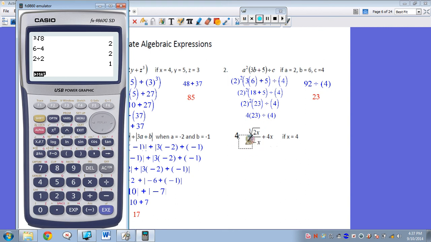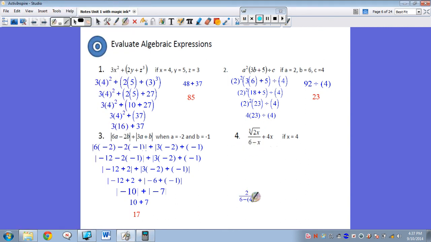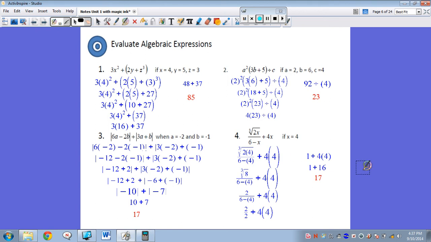And let's see if I could find that somewhere. There we go. Okay, so 2 divided by 2 is 1. So we're up here. 1 plus 4, okay, times 4. 4 times 4 is 16. So 1 plus 16, which is 17. And I showed all the work again right here without the calculator, so it's step by step so you can see the order of operations. But again, it's a lot easier if you have the calculator.